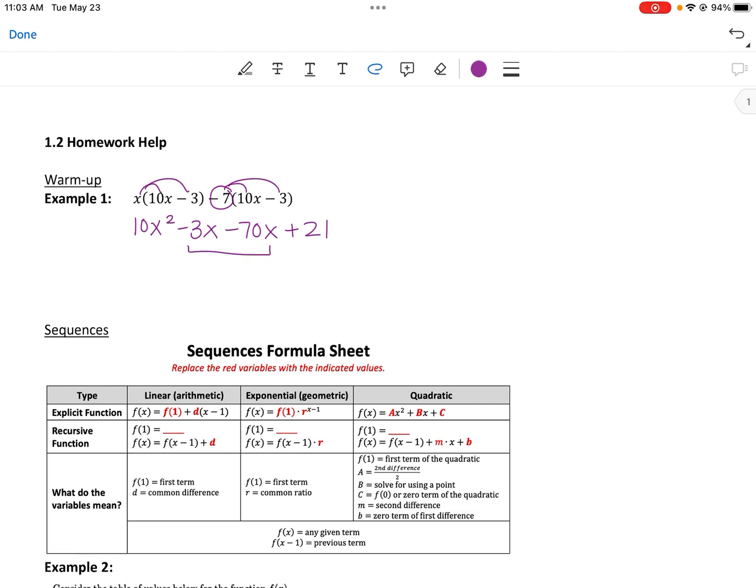Here you can combine these middle terms because they're like terms, so we end up with 10x squared. Negative 3 minus 70 is negative 73x plus 21. Okay.